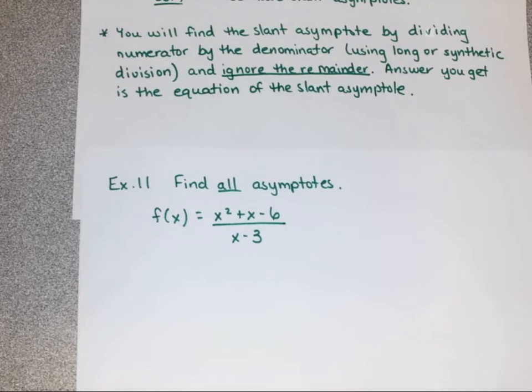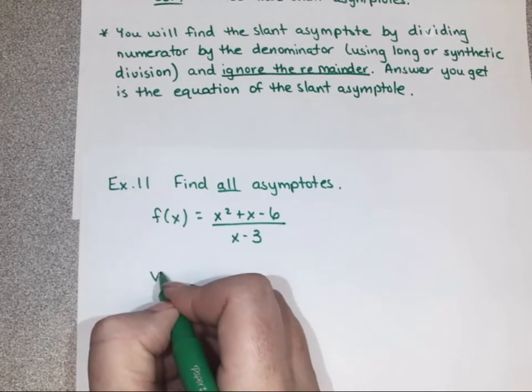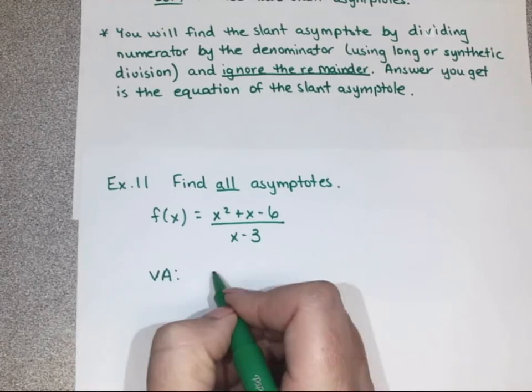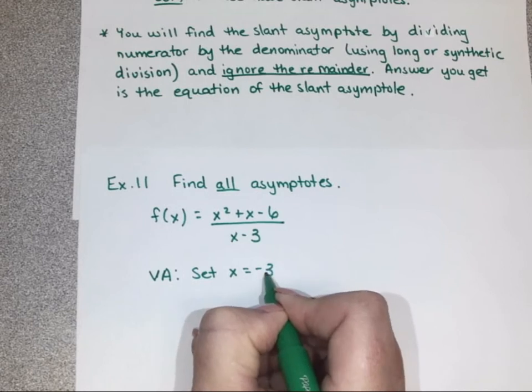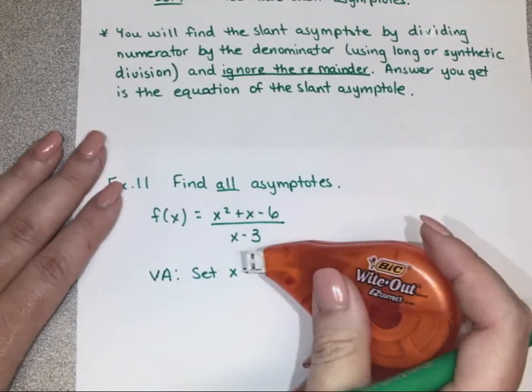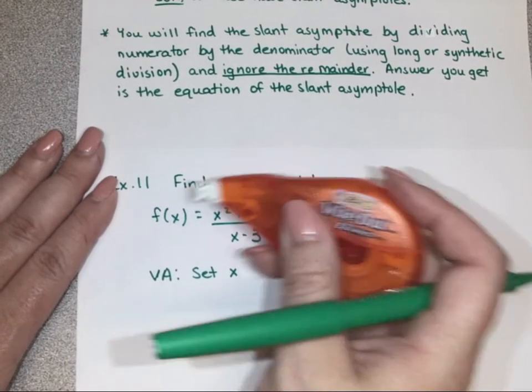So when I say find all the asymptotes, I actually need you to run through how many different types of asymptotes do we have now? 3, okay. So the first 2 are pretty easy, right? For vertical asymptotes, I just need to set the denominator equal to 0. Sorry, x minus 3 equal to 0 is what I meant to write there.